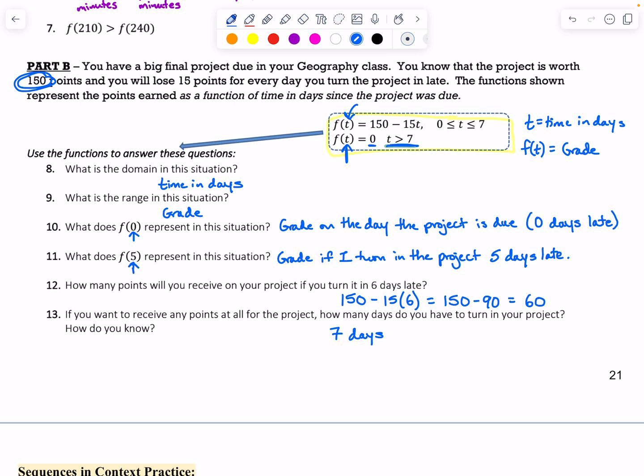So you wouldn't want it to be any more than those 6 days late, because that would be the maximum time you could turn it in and still get a grade of a 60. Okay, so that's it for this example.